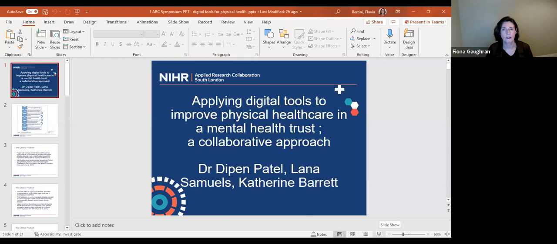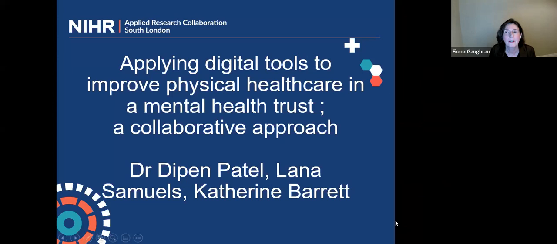And I'm now delighted to move on to our next presentation, which is from Dr. Dipen Patel, who is a psychiatrist in training at the South London and Maudsley NHS Foundation Trust, and a clinical research fellow in the psychosis studies department at King's, and also jointly presenting with Lana Samuels and Catherine Barrett, who are really valued patient and public involvement members in our applied informatics team, and also members of the ARC South London Public Research Panel. You're all going to tell us today about applying digital tools to improve physical health care in a mental health trust. So welcome and thank you.